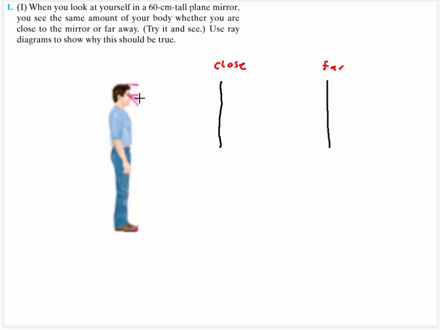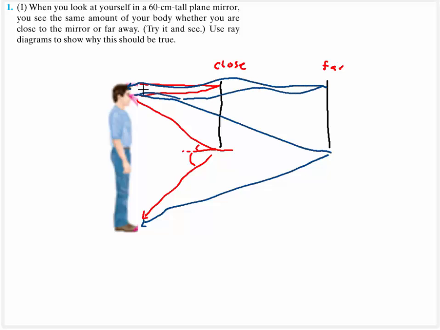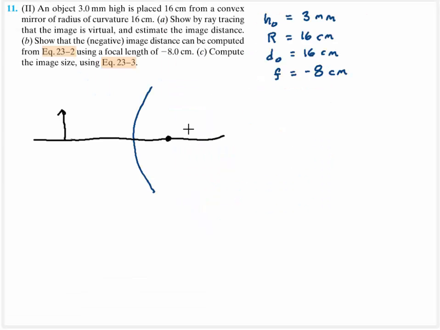Let's just use ray diagrams to show that we're always going to see the full length of our body. The angle of incidence must be equal to the angle of reflection, so that angle must be equal to that angle. Same is going to be true right here. Now, if it's far away, it's simply going to have a different angle, so it's going to bounce off there. See your foot, bounce off there, pretend I draw a straight line, and see the top of your head.